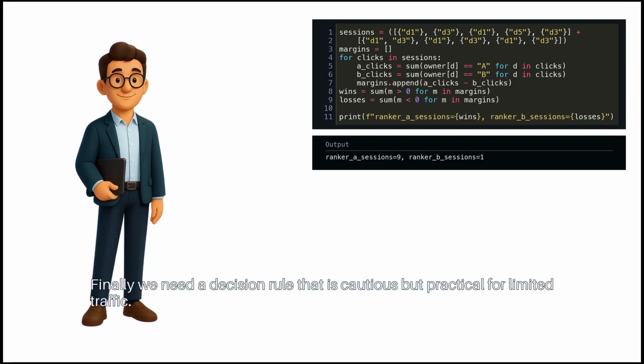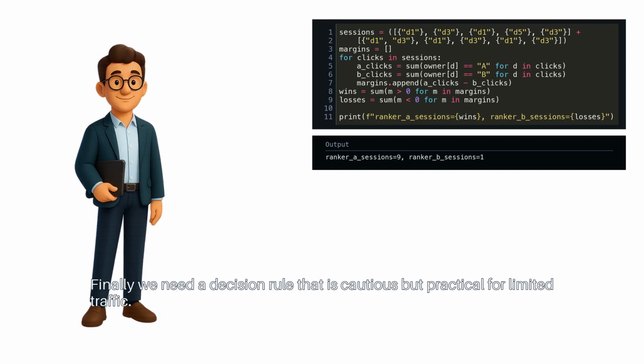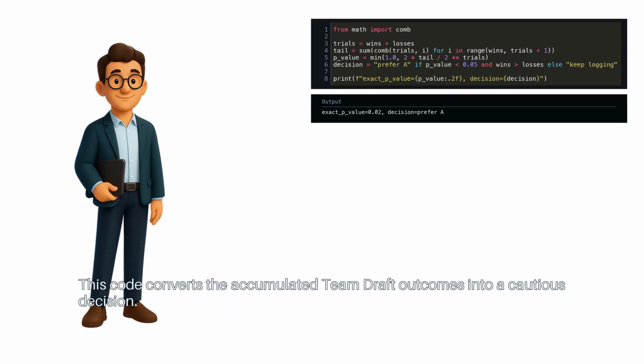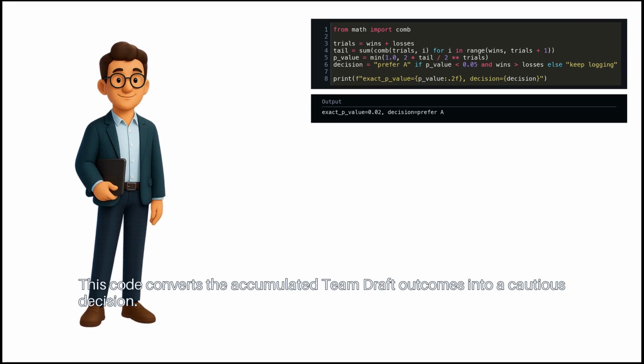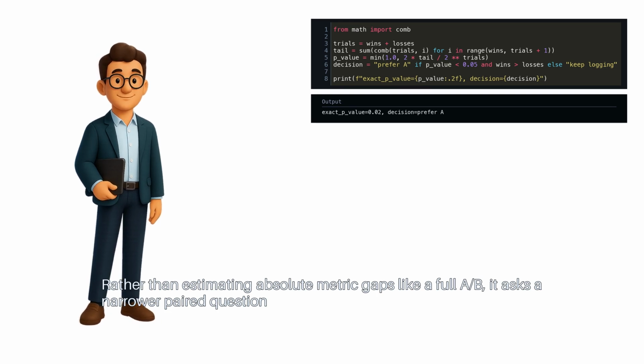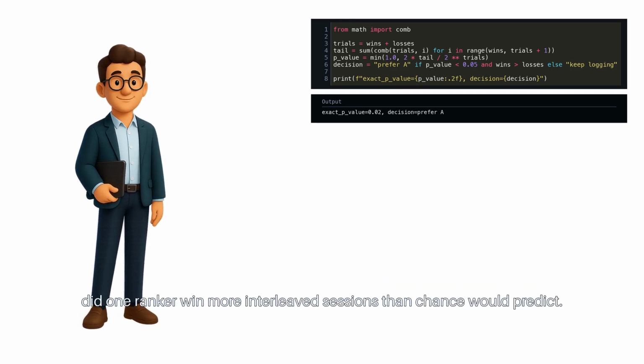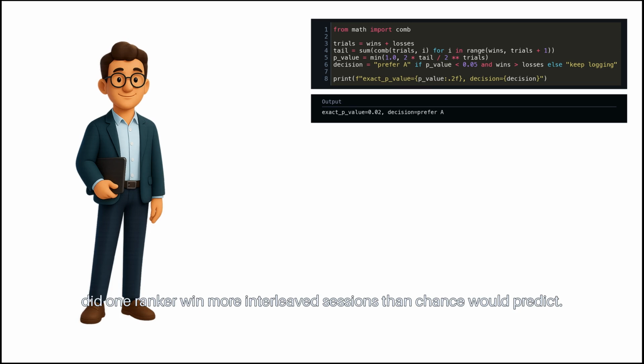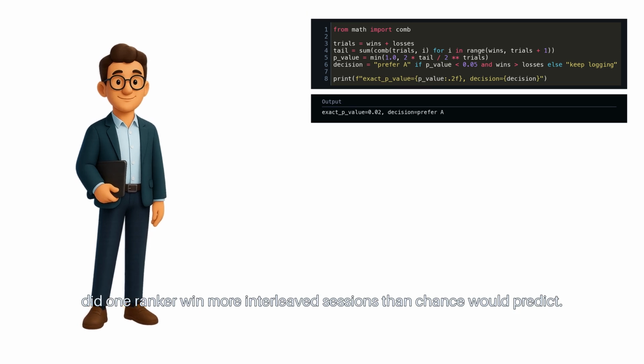accumulate quickly. Finally, we need a decision rule that is cautious but practical for limited traffic. This converts the accumulated team draft outcomes into a cautious decision. Rather than estimating absolute metric gaps like a full A/B, it asks a narrower paired question. Did one ranker win more interleaved sessions than chance would predict?